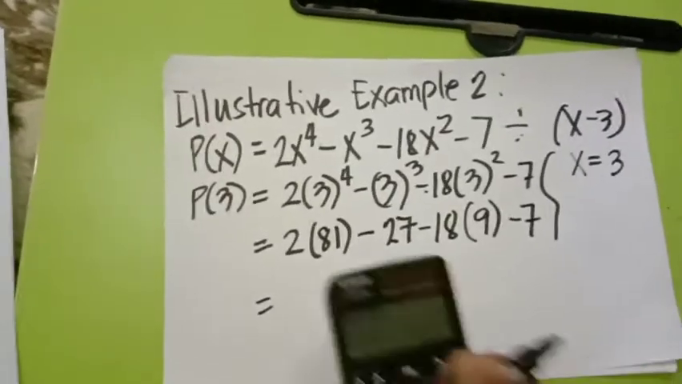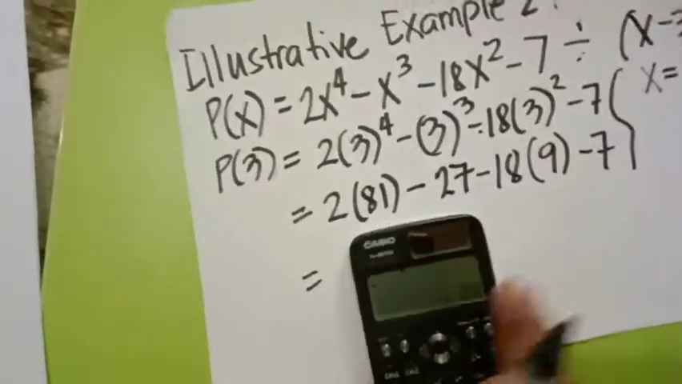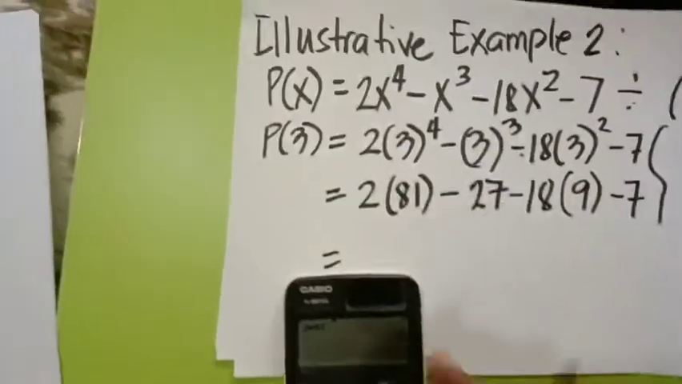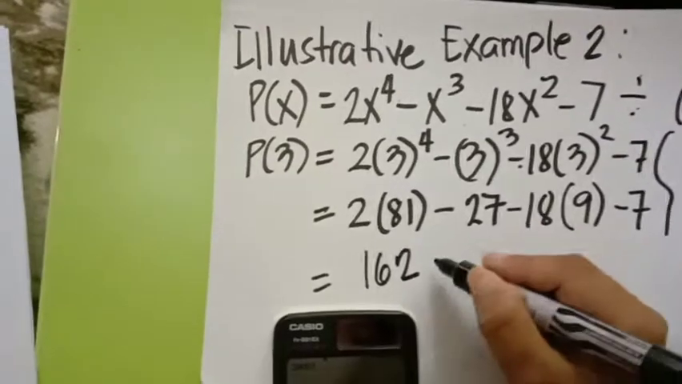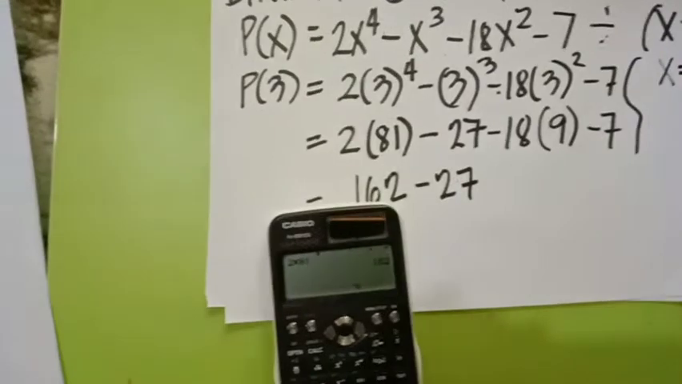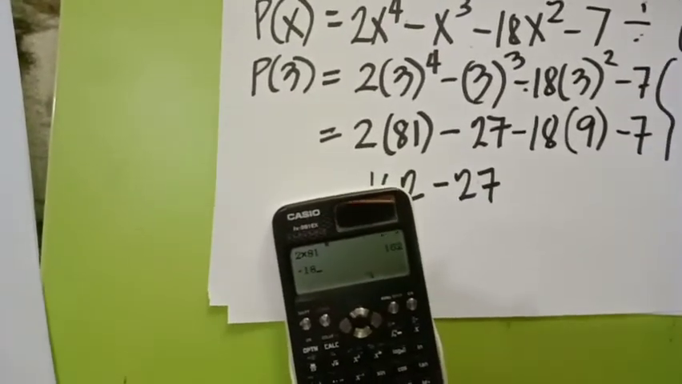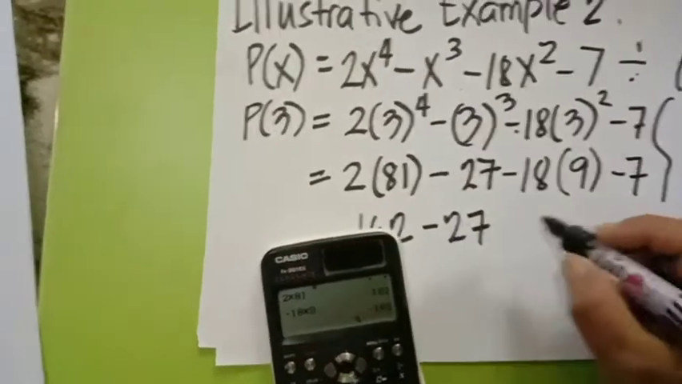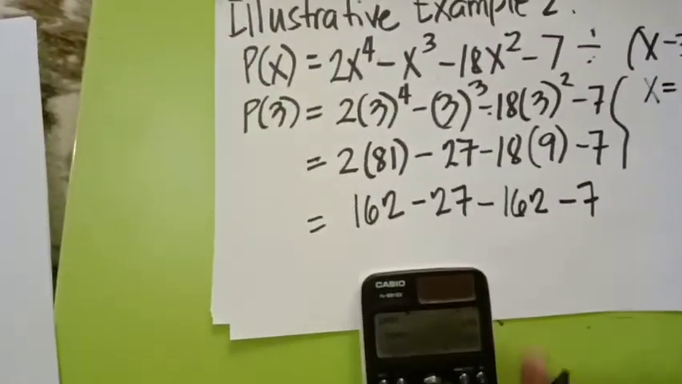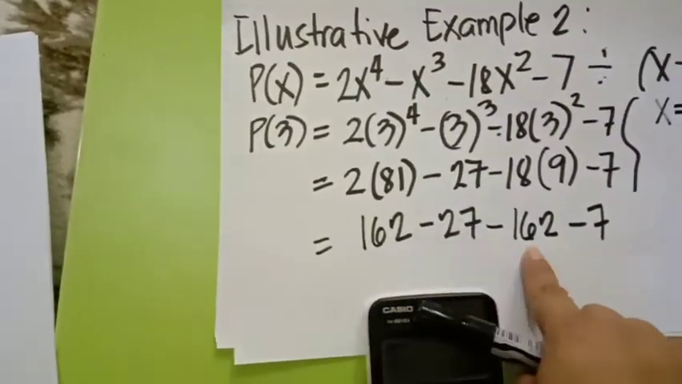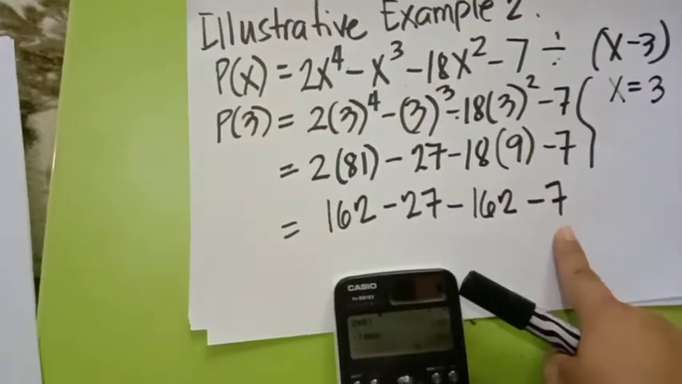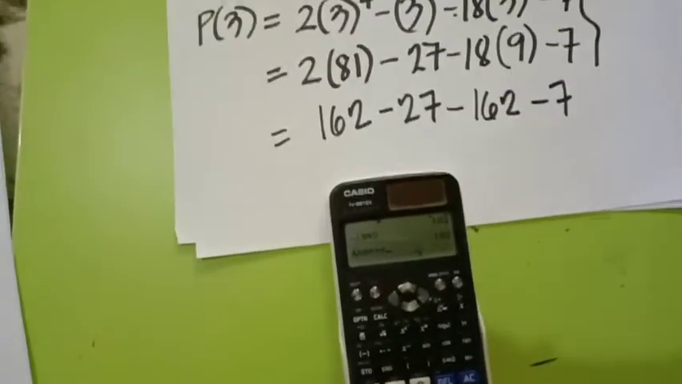Then 2 times 81. So, let us compute. 2 times 81, 162. Then bring down minus 27. Then this is negative 18 times 9. So, negative 18 times 9, negative 162. Then minus 7. Then simplify. Pwede nyo na i-cancel to. 162 minus 162. Cancel na yon. Matitira negative 27 minus 7. That is negative 34. So check natin.